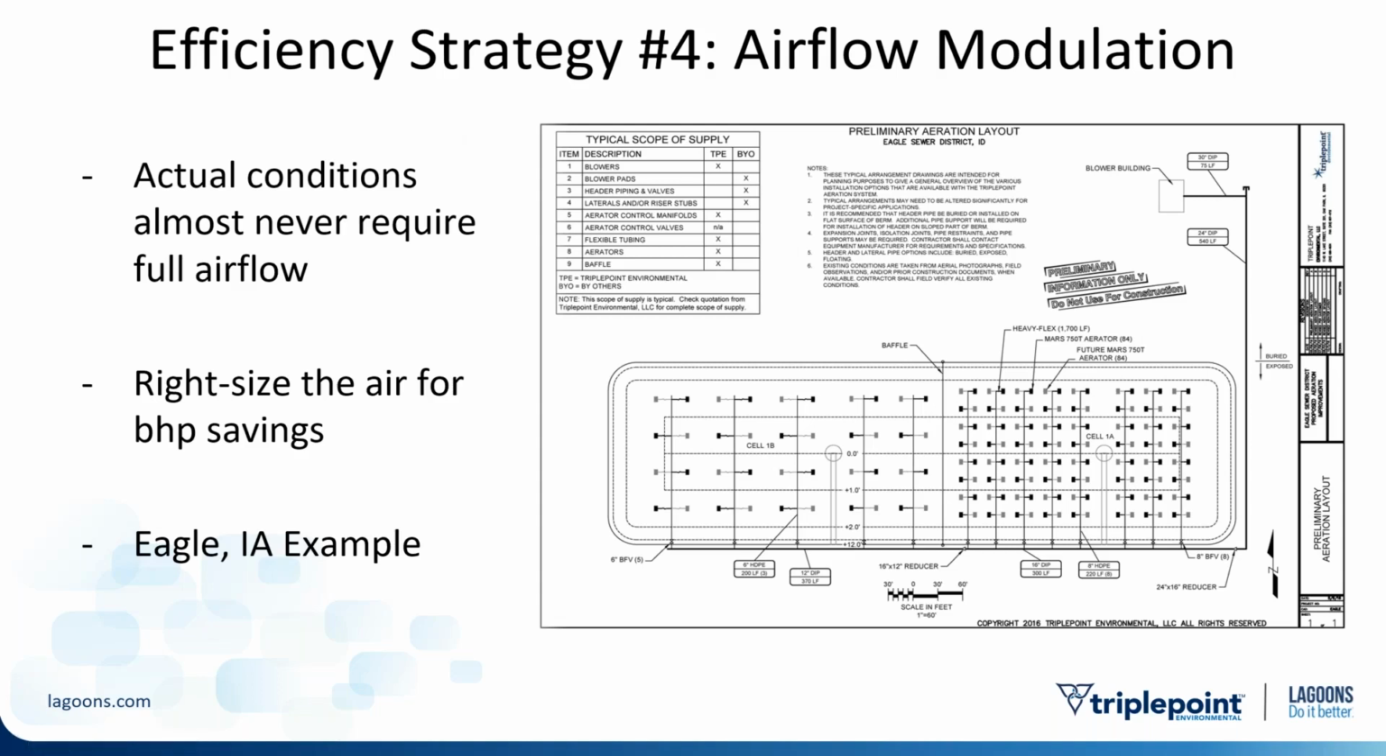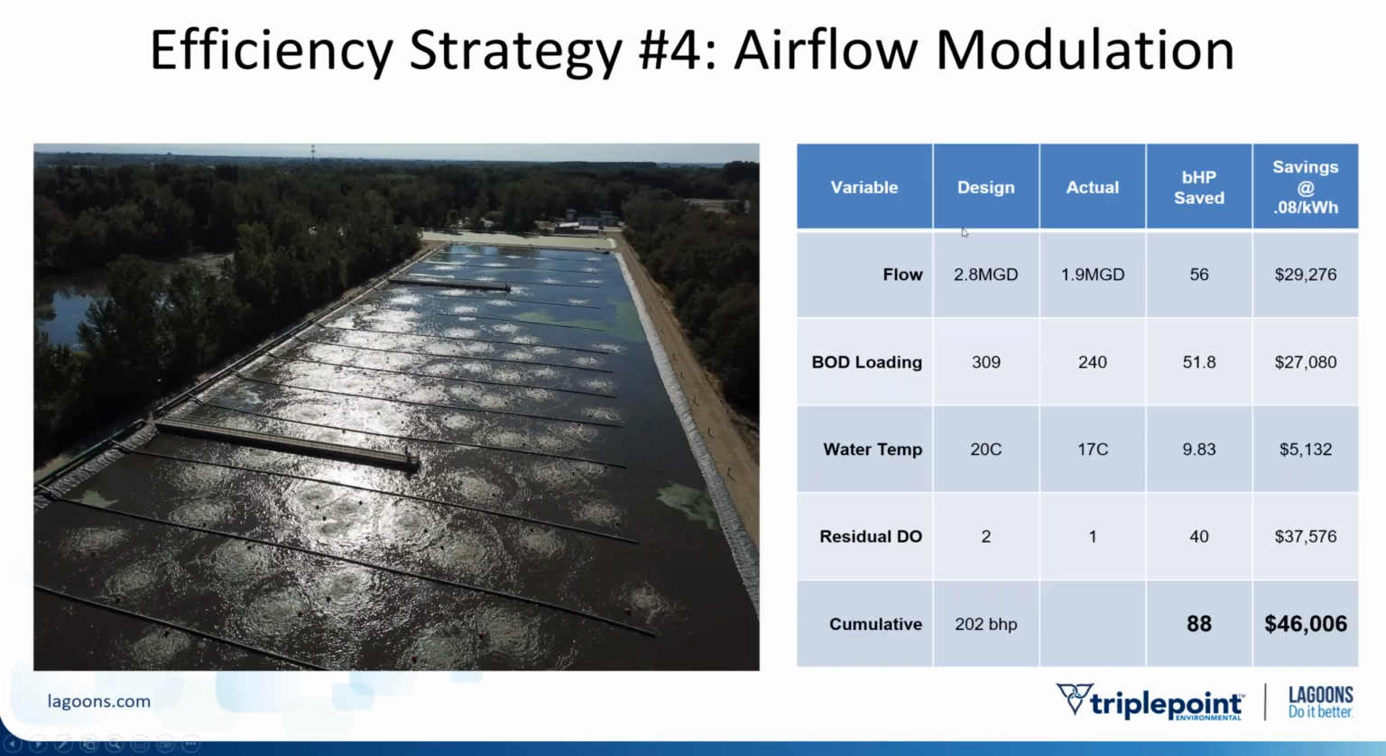So the energy efficiency strategy number 4, airflow modulation. As we mentioned, when you start up a plant, usually, especially municipally on day 1, we're going to be over capacity, and we want to right size the airflow for what the plant needs. So I'm just going to use Eagle, Iowa, actually it might be Eagle, Idaho, I believe is what it's supposed to be, for an example. So on day 1, Eagle's design might be for 2.8 MGD, 309 milligrams a liter, 20-degree water temperature, residual DO of 2. When in reality, the operator is only seeing 1.9 MGD, BOD of 240, a water temp, a peak of 17, and residual DO of 1.